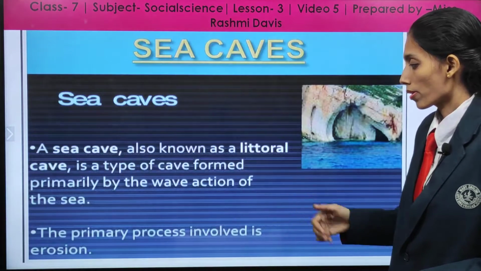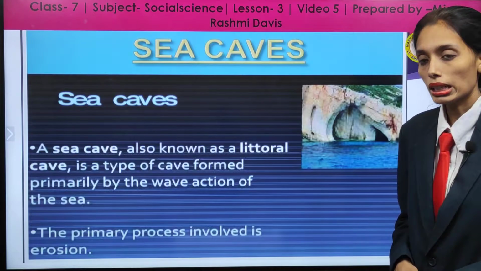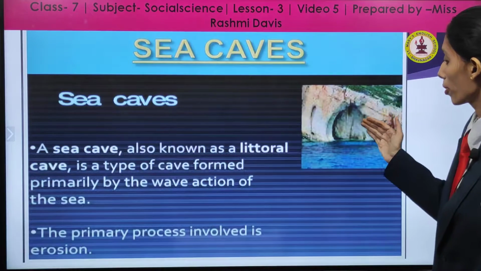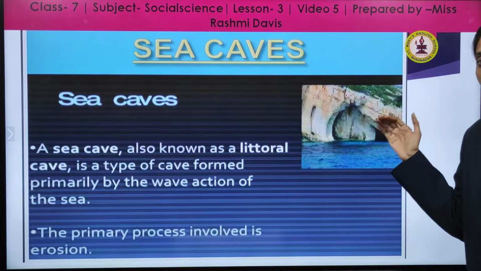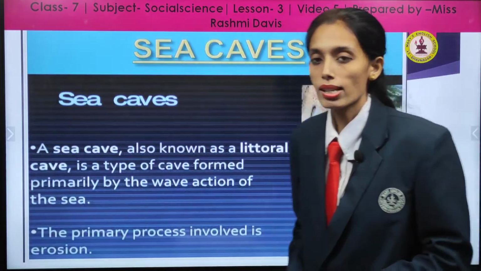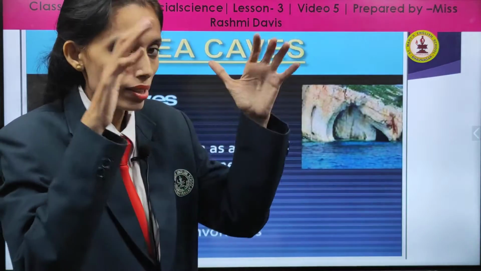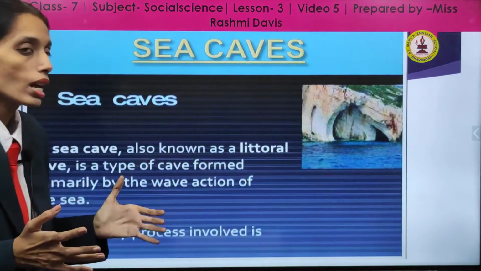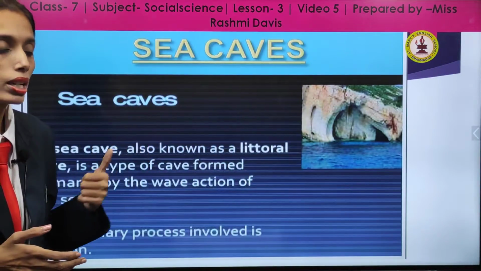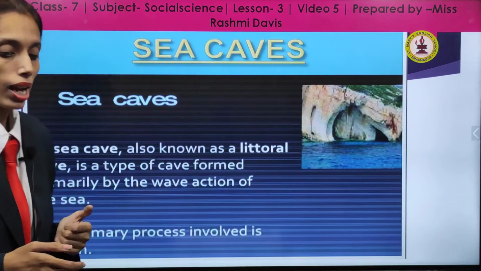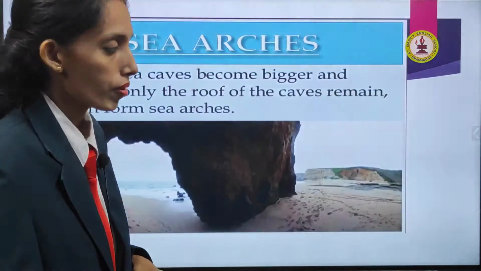The primary process involves erosion. You can just see from here the water which is gushing in and coming in, that is termed as sea caves. It has a formation of rock on the top, on the sides you have the walls which are formed, and from there the water gushes in. That is termed as sea caves.